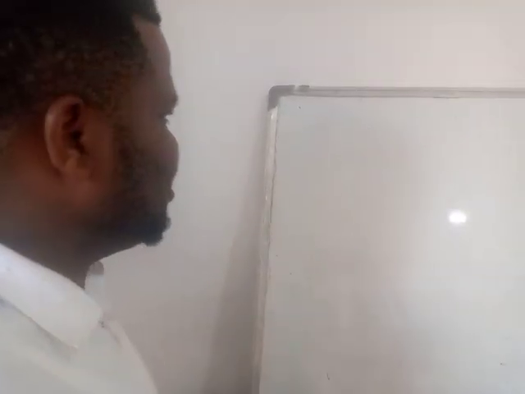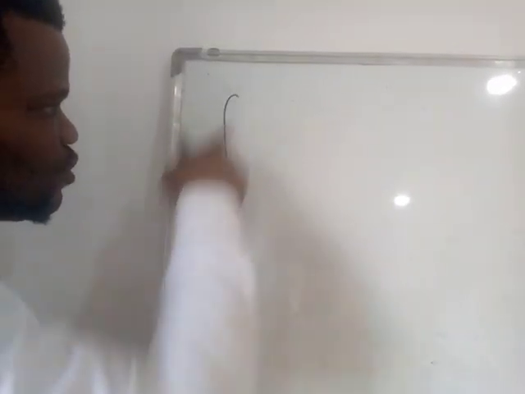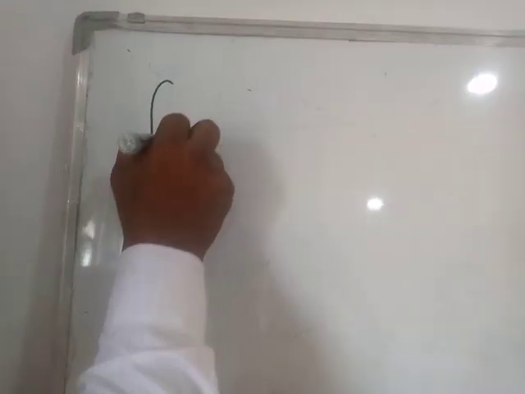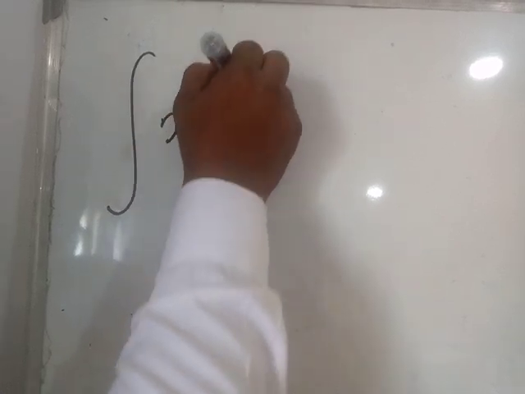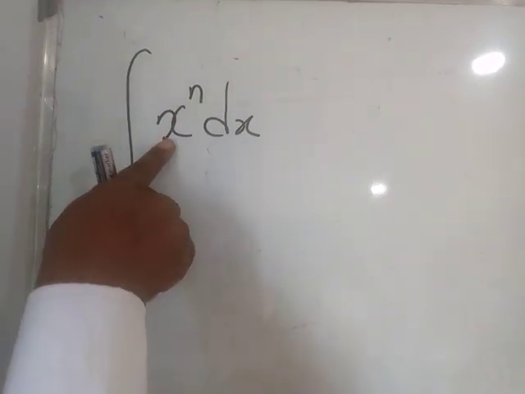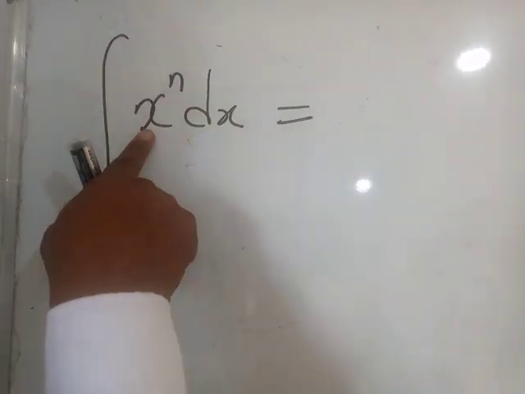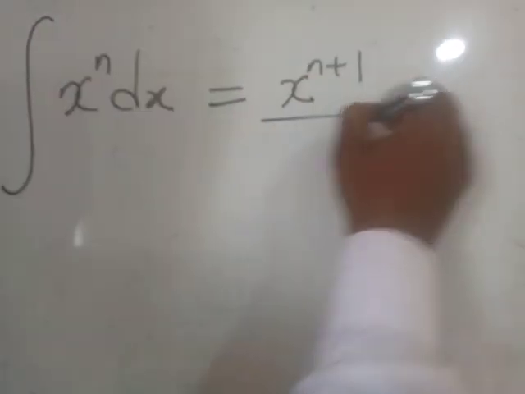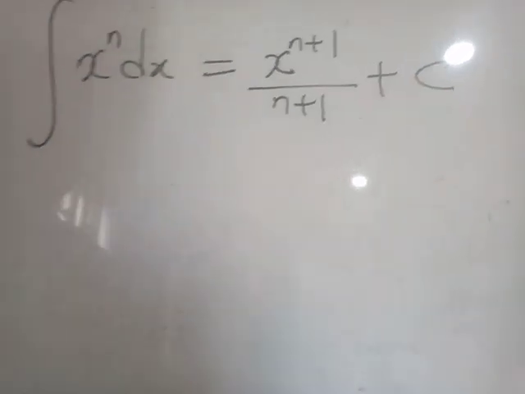I want to explain basic integral. This is the integral sign, the integration sign. So basically, if I'm given the integral of, let's say, x raised to power n with respect to x, n can be anything. If I integrate this, I'm going to have x raised to power n plus 1 all over n plus 1. Then don't forget the constant of integration.